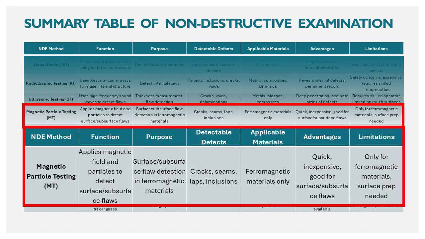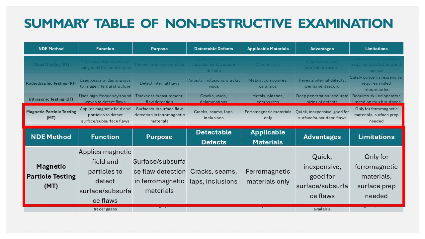Magnetic particle testing or MT method. The function of magnetic particle testing or MT is that it magnetizes the material and applies ferromagnetic particles to reveal surface/subsurface flaws. The purpose of magnetic particle testing or MT is to detect discontinuities in ferromagnetic materials. Detectable defects by using magnetic particle testing or MT include cracks, seams, laps, inclusions. Magnetic particle testing or MT is applicable to ferromagnetic materials, such as iron, steel.